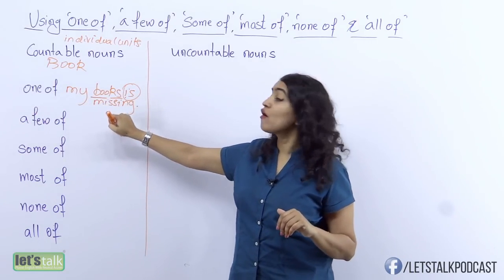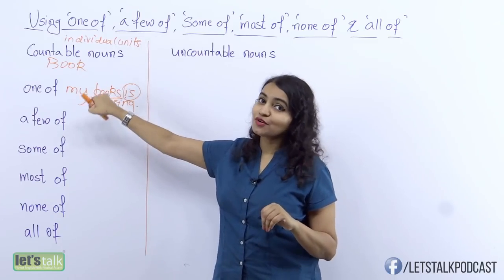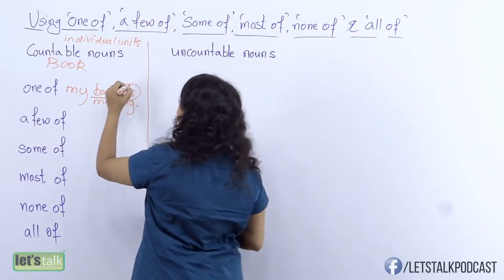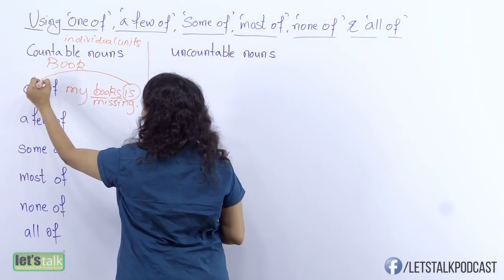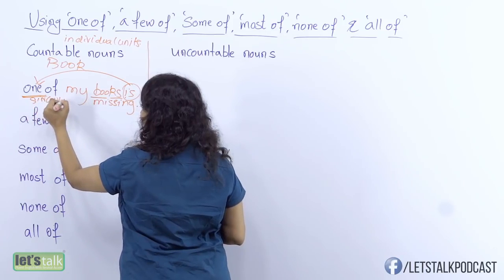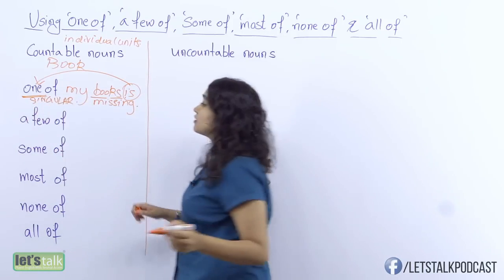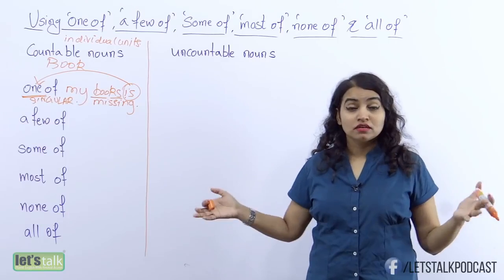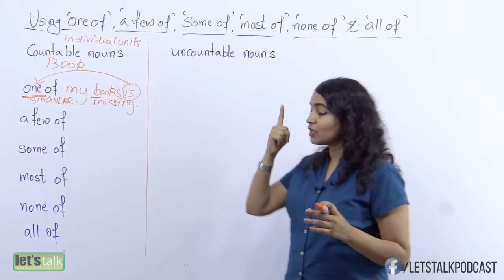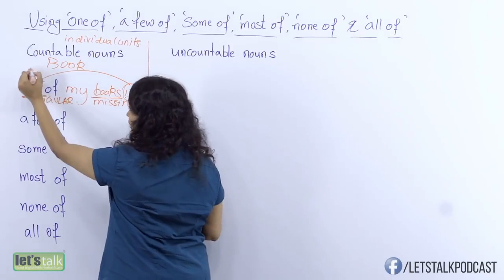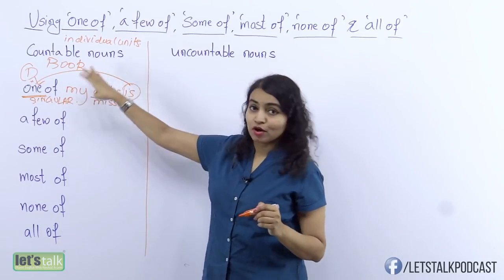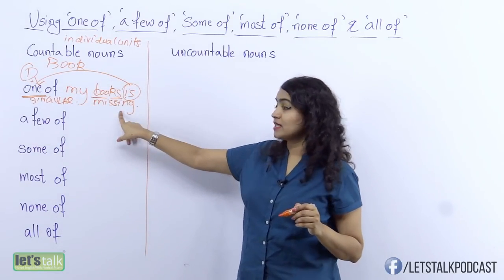However, when you're talking about one of, you are going to use the word books and you are going to follow that plural noun with an is, because the is used because one is singular. So I may have 10 books, I may have 20 books, I may have 100 books, but only one, singular, only one of my various books that I may have is missing.